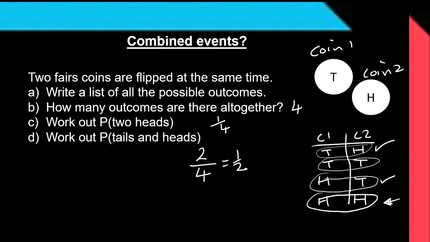But that was nice and easy because there was only 2 possible outcomes on coin 1 and coin 2. So what happens if we have more outcomes? How can we display this data? This is where sample space diagrams come into it.